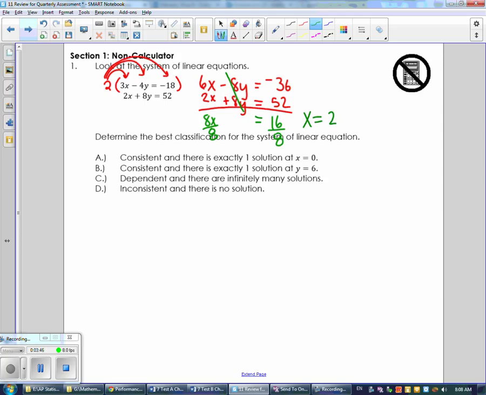If you think you've got it from here, press pause and finish up the problem. Otherwise, keep watching. Now with what I know about x, I can plug that value into either one of the equations. So let's go ahead and plug it into the first one.